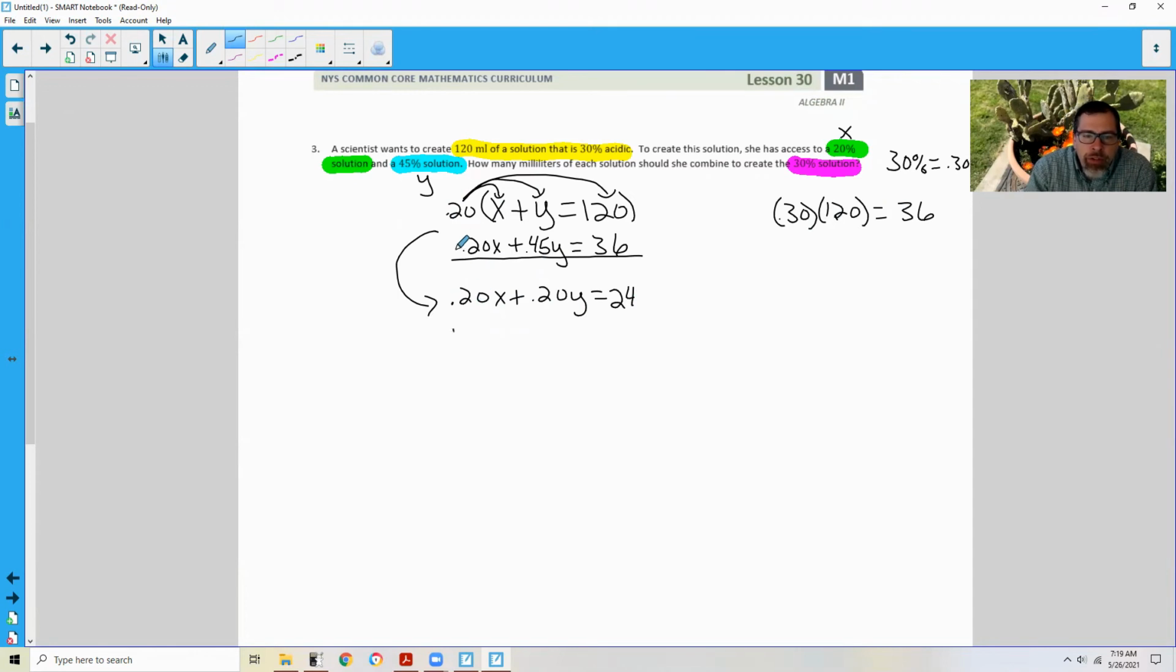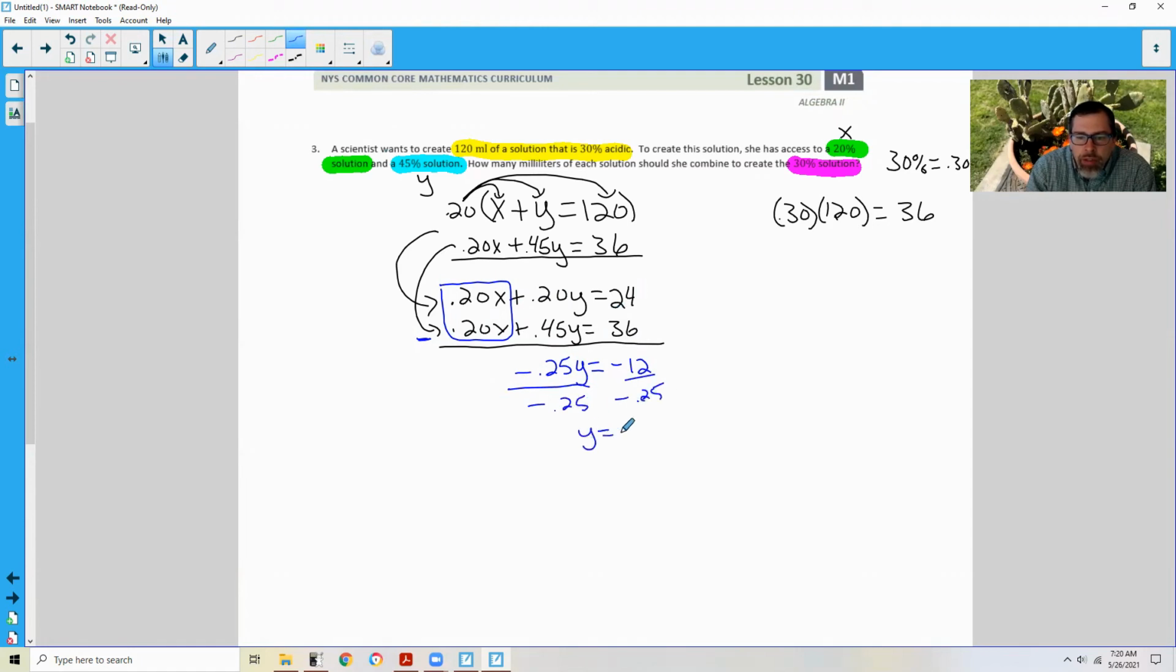And then bring down our other equation with no changes: 0.20x plus 0.45y equals 36. All right, so now we have the same x coefficients, so we're going to subtract. So this is going to cancel. 20 minus 45 is a negative 0.25y equals 24 minus 36, which is a negative 12. Divide both sides by a negative 0.25 and we'll find y.